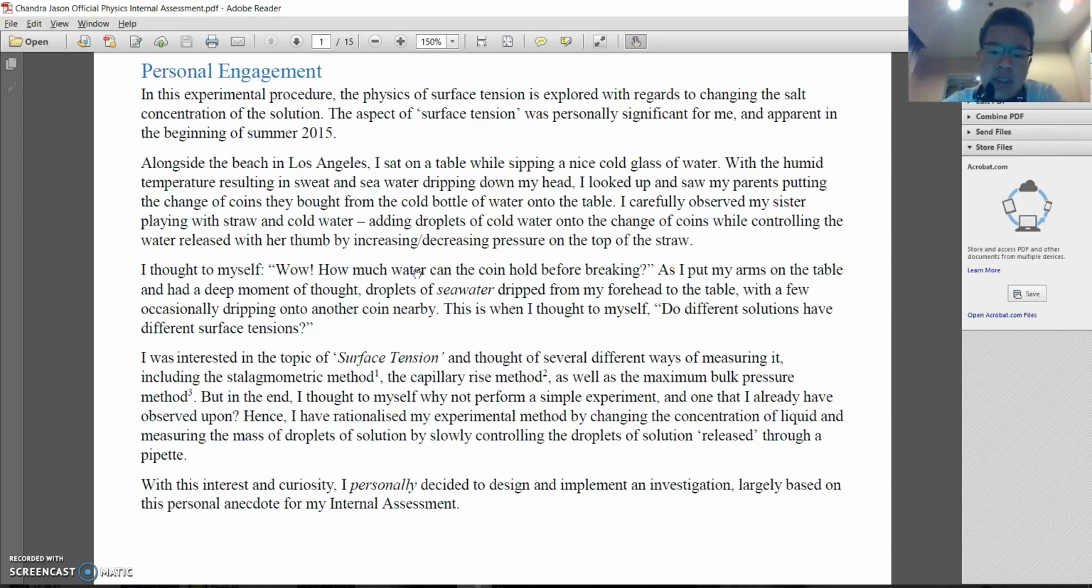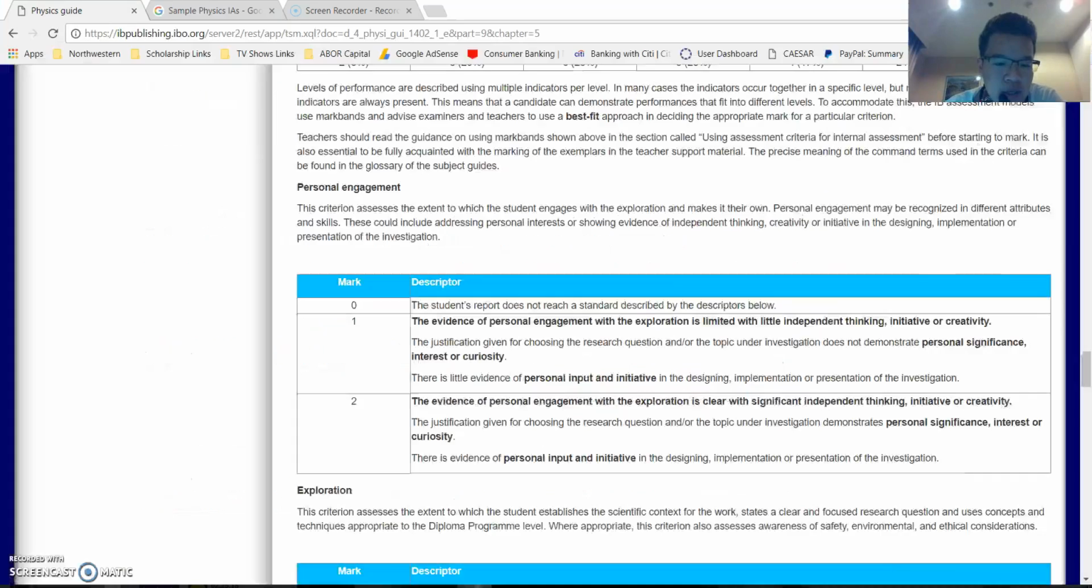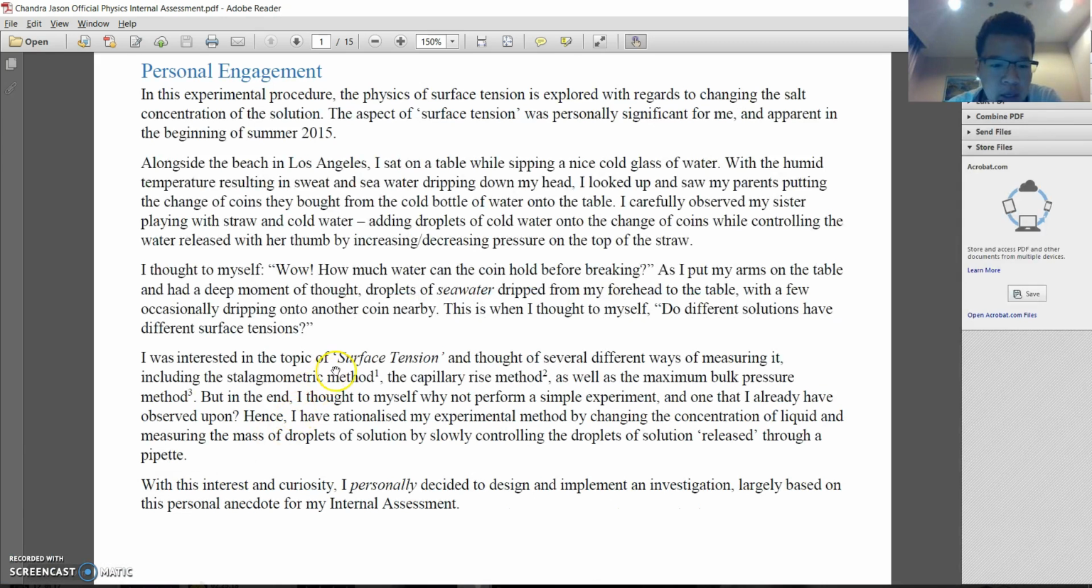Like I showed, the meniscus. So as I put my arms around the table, I had a deep moment of thought, and drops of seawater dropped down. Ooh. So then I thought, do different solutions have different surface tensions? So then I demonstrated my personal initiative and input, as I stated. I thought of different ways of measuring the relationship between them. Immediately, I already have how does X affect Y. So how does the salt concentration affect the maximum mass or the volume before it breaks?